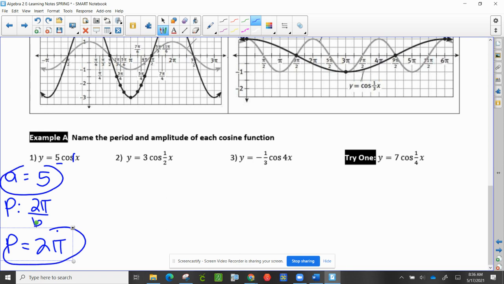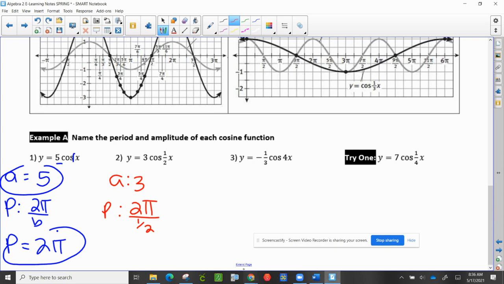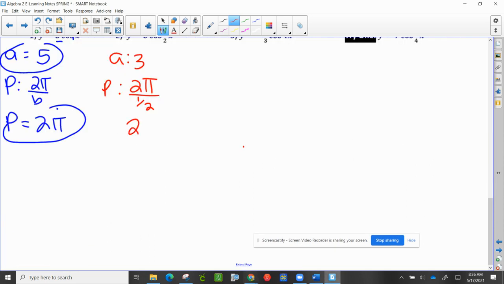For number 2, again, our amplitude is our coefficient in front, so that's 3. Our period, we'd have to take 2 pi and divide it by 1/2. Now, we know we don't divide fractions. We always multiply by their reciprocals. That'd be 2 pi times 2 over 1. So our period ends up being 4 pi. So that one will take a little longer to repeat. It's a little more stretched out.